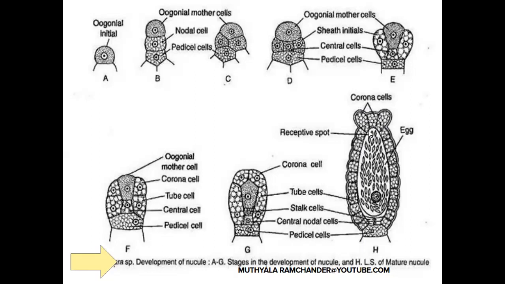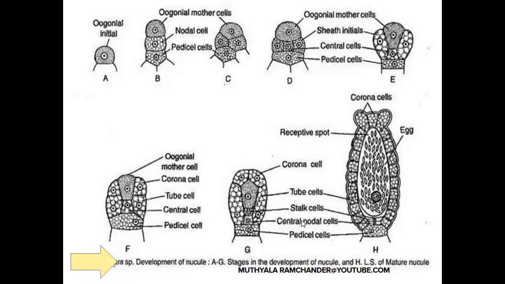And at the same time, the oogonial mother cell elongates into a large cell, containing one egg cell, and the remaining cytoplasm and all cell organelles are present. Above this egg cell or oogonial cell, one receptive spot is present. The receptive spot mainly helps in receiving male gametes. And below this oogonial cell, the central cell acts as a stalk cell.